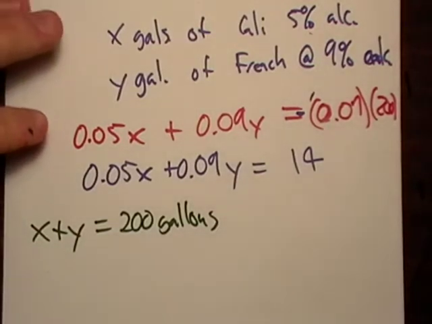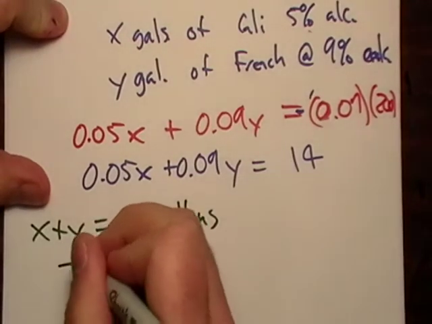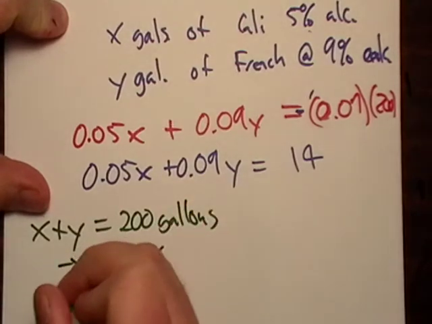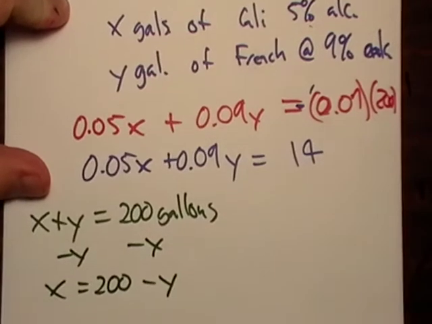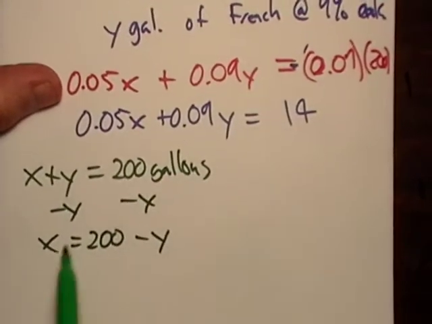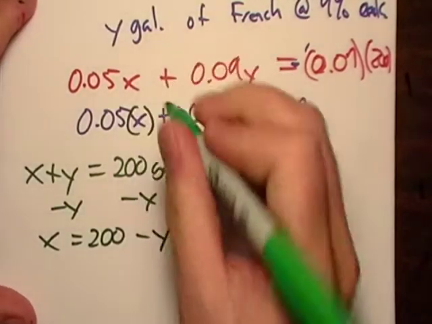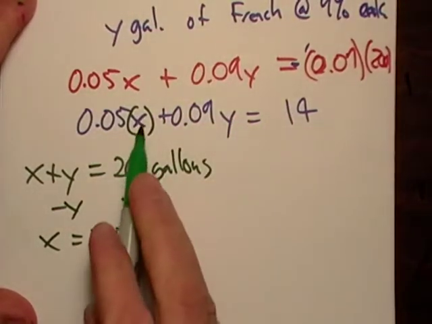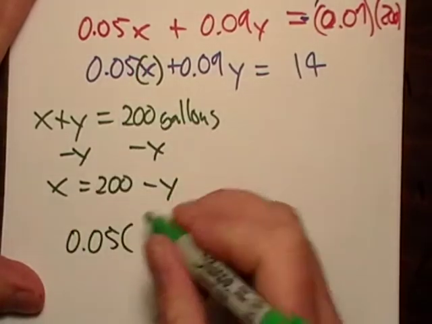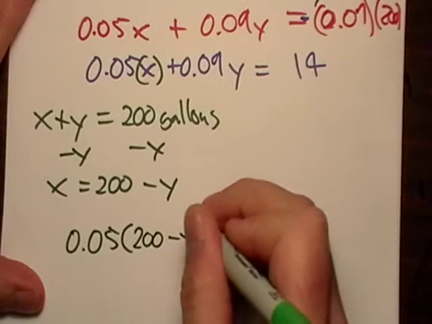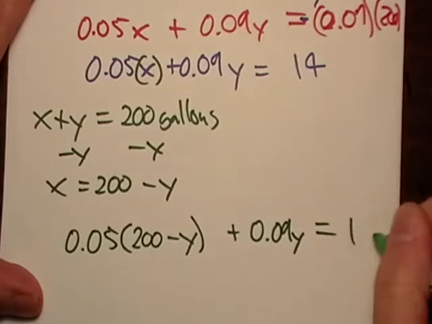So if we want to, let's see. I think last video I solved for X. I'm going to solve for Y this time, just to show you that it doesn't matter. X equals 200 gallons minus Y. So I'm just going to take that and plug it into here. Here's X: X is equal to 200 minus Y. So 0.05 times X, which is nothing more than 200 gallons minus Y, plus 0.09Y equals 14.